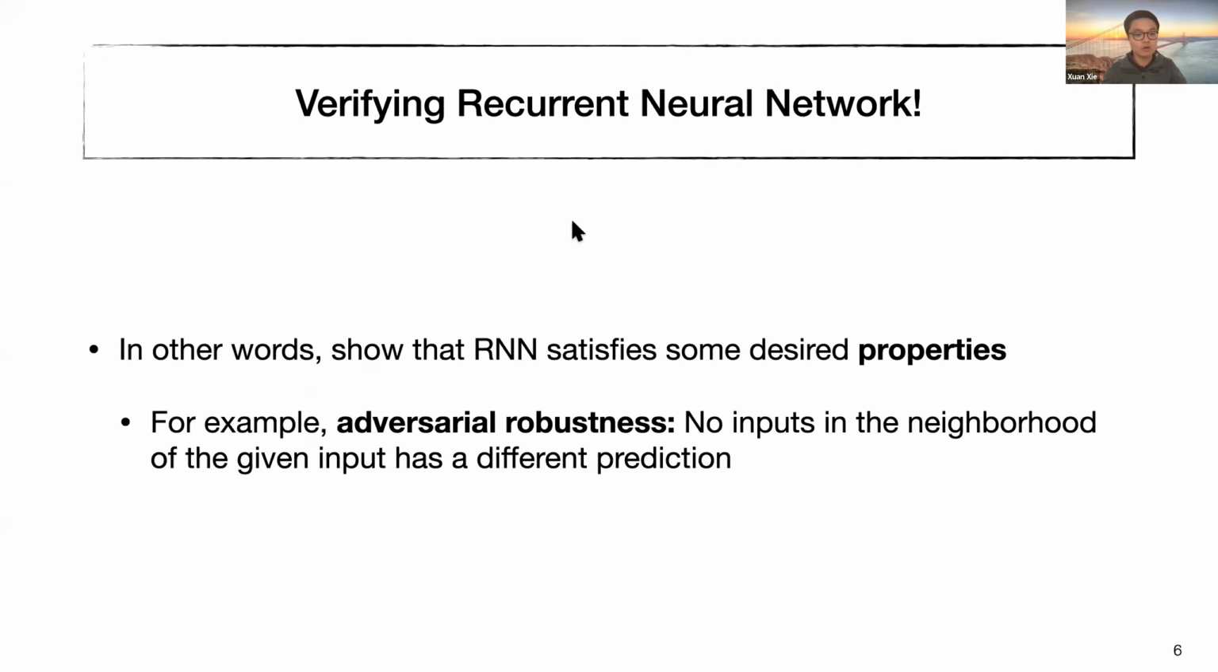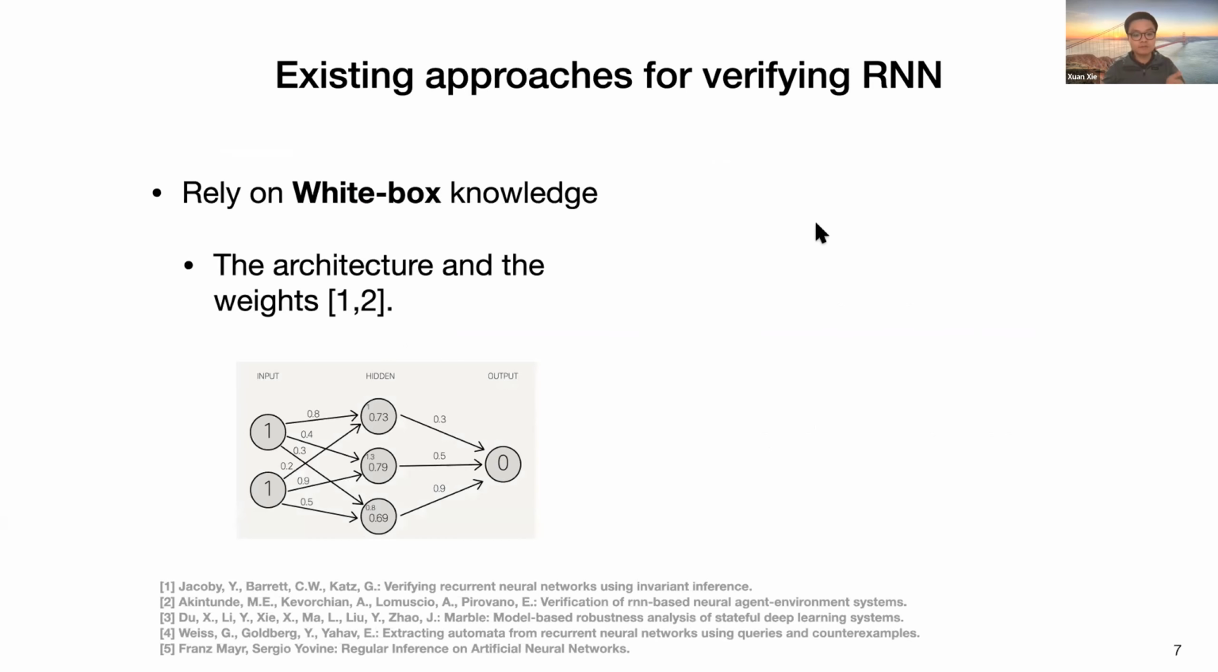So in this work, we focus on verifying recurrent neural network. In other words, show that the RNN satisfies some desired property. For example, adversarial robustness is an important type of property. And it basically requires that no inputs in the neighborhood of the given input has a different prediction. So this field is quite new, and there are some existing work, but they mainly have two limitations.